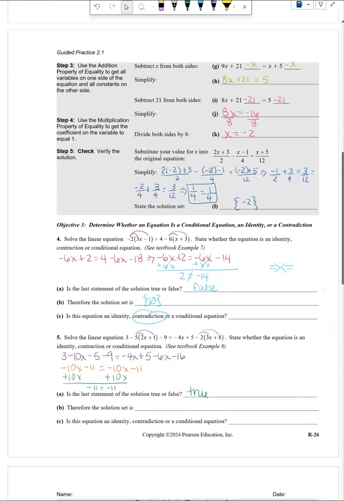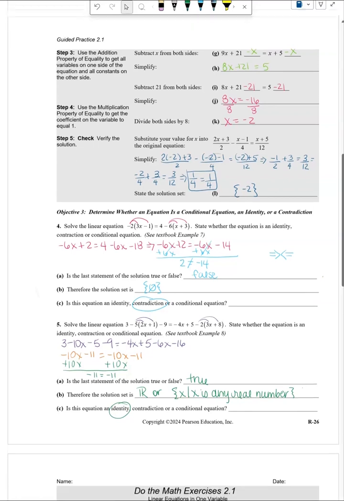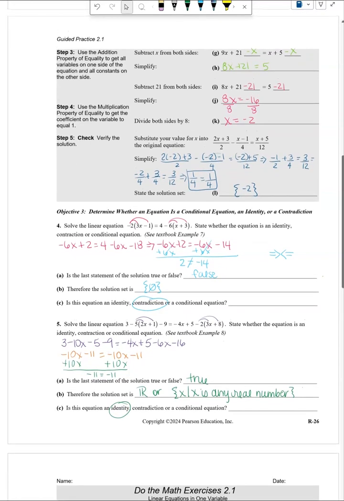So if that's a true statement, therefore the solution is all real numbers, or you could write it as x such that, the line means such that, remember, x is, I should say any, not all, any real number. And since it's true, it's going to be an identity. Okay? Alright. So that is my portion. That is the guided portion, and I'm going to leave you with the to-do math. Alright. You guys have the best day.